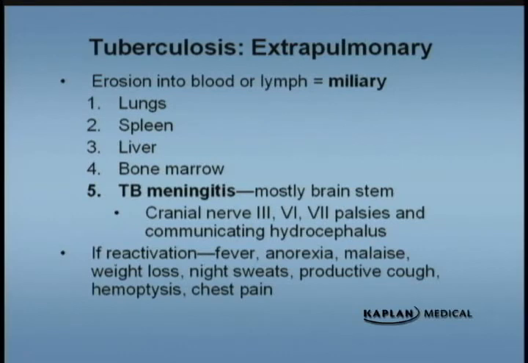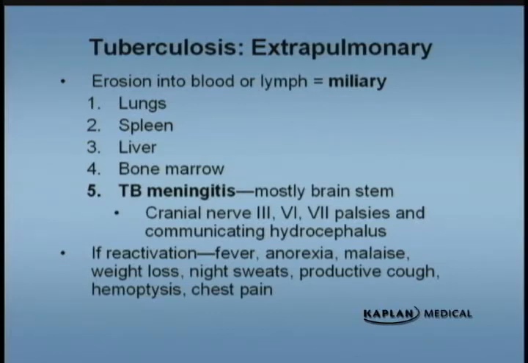Extrapulmonary manifestations: we can have it go into the bloodstream and then spread everywhere, and that's what we call miliary TB. Then it can spread to the lungs, to the spleen, and you see multiple areas where the TB has spread, and on histologic exam you see an organ that's completely infiltrated with TB.